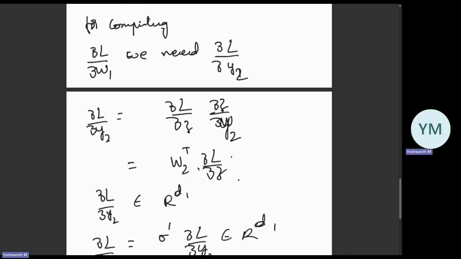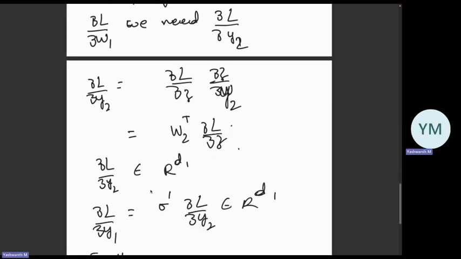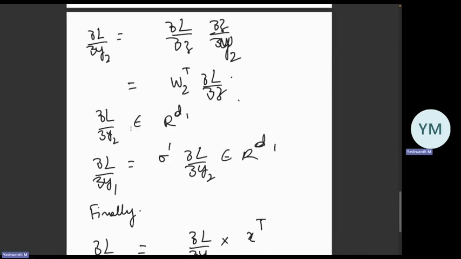So finally, we get the gradient of loss with respect to y2 as W2 transpose times dL by dZ. And y2 is in the dimension of R power D1, so dL by dy2 has to be too. W2 has dimension D0 cross D1, so W2 transpose is D1 cross D0. As we have already discussed, dL by dZ always lies in the D0 dimension. And hence, dL by dy2 lies in D1 cross 1. So finally, we got dL by dy2.